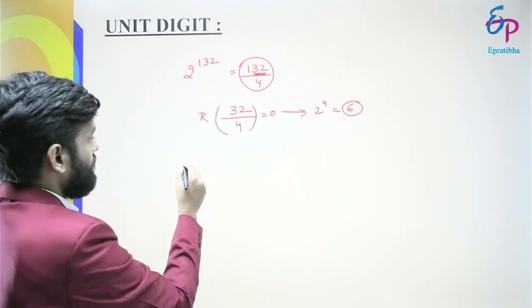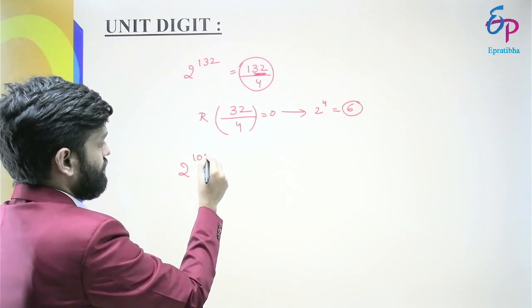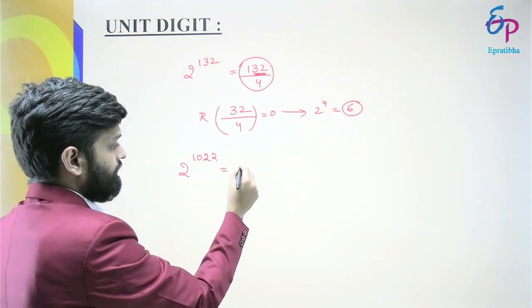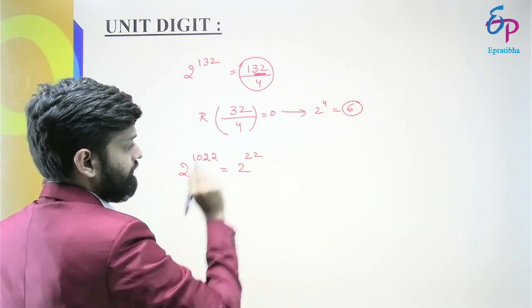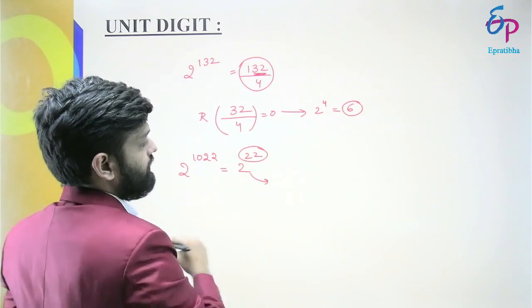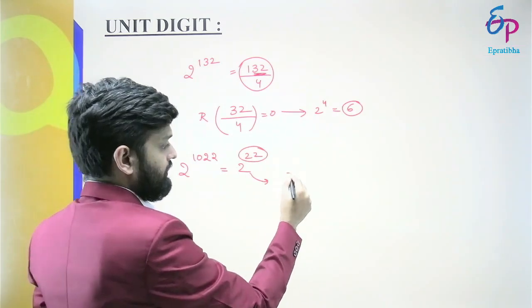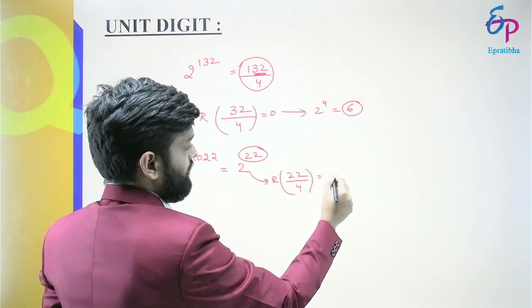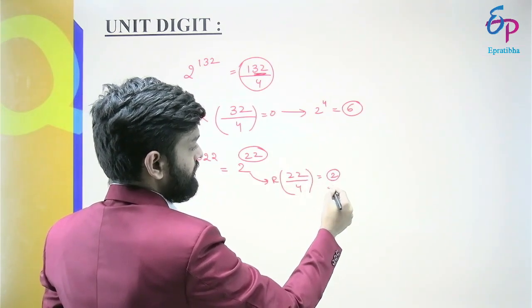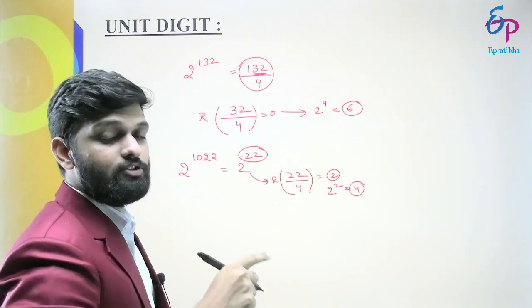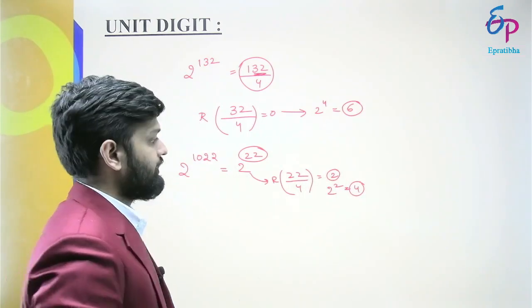If I have 2 power 1022, what is the short form for this one? The short form is 2 power 22. Now how can you tell the unit digit of 2 power 22? Just take the power and divide it by 4, and take the remainder. Now the remainder will be 2. Remainder 2 means you take 2 power 2, which is 4. Remainder 2 means you have to go for the second digit of the cycle.